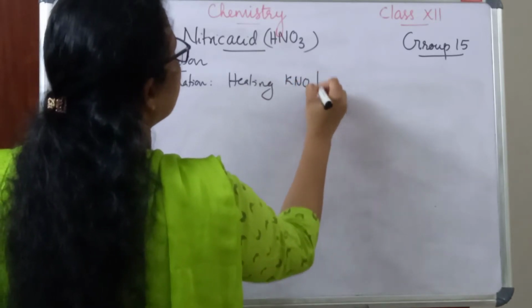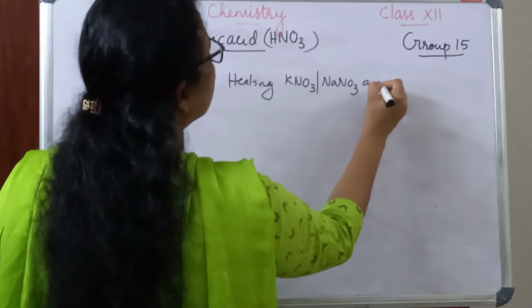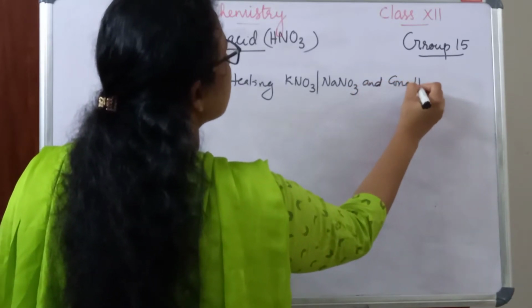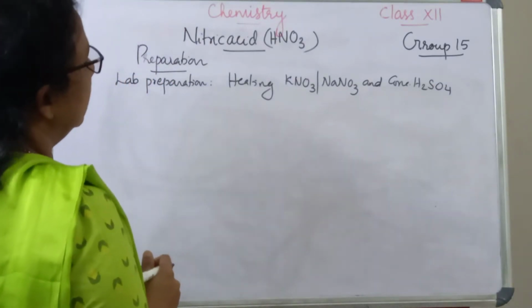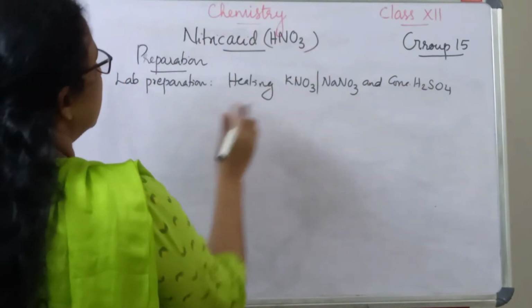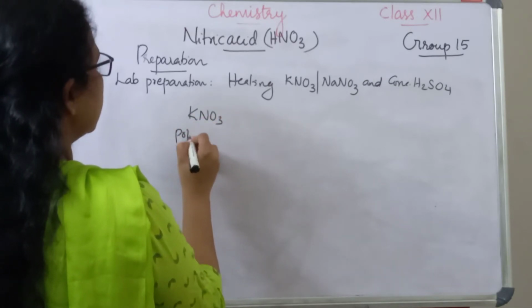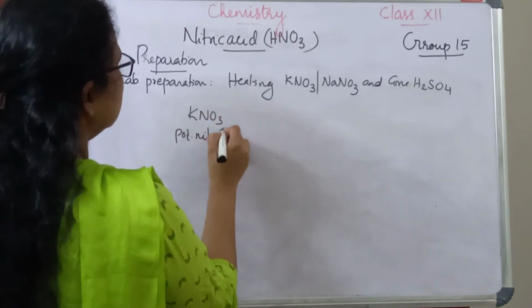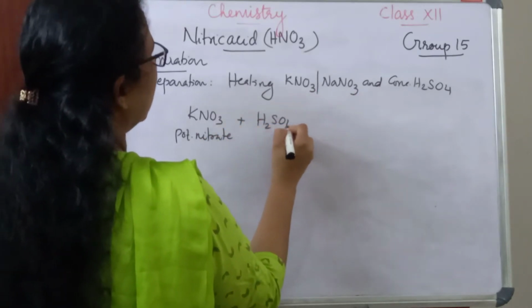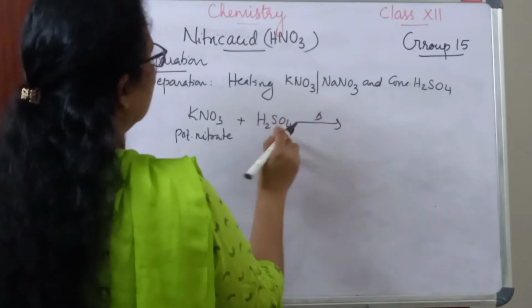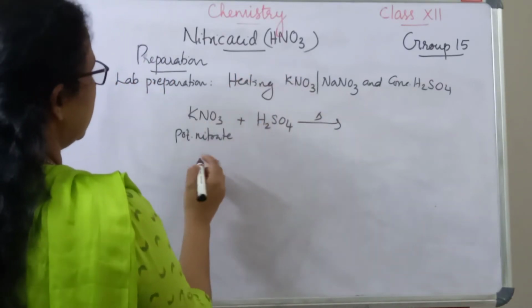KNO3, potassium nitrate or sodium nitrate, and concentrated sulfuric acid H2SO4. So this is the laboratory method. So KNO3, that is potassium nitrate, and sulfuric acid H2SO4. On heating these two compounds we will get nitric acid.